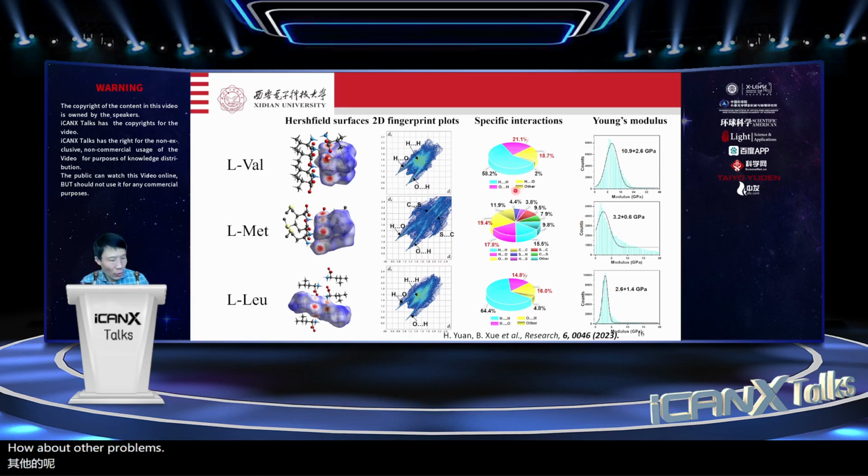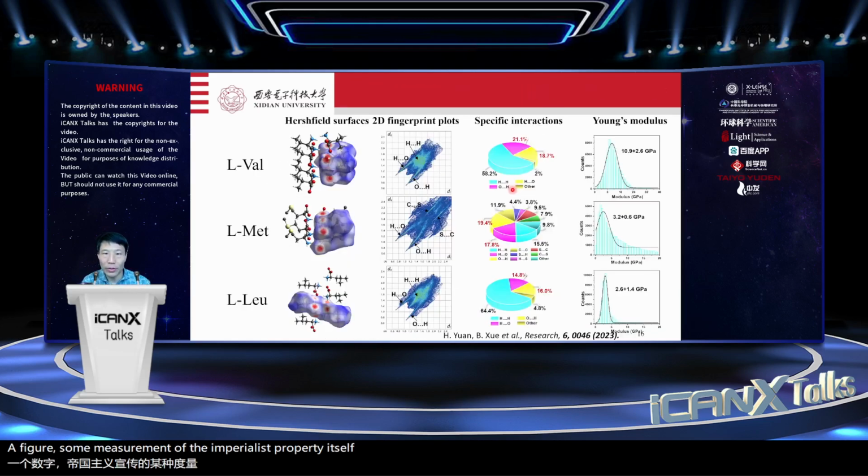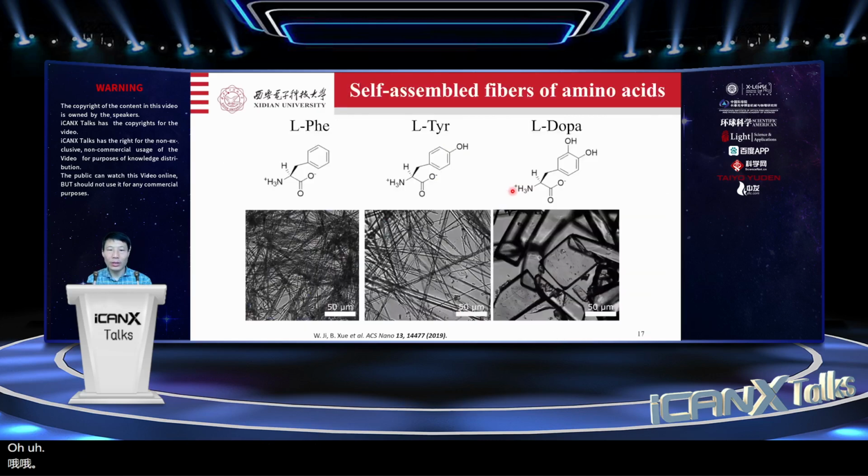We also did some measurement of their piezoelectric property, etc. In addition to valine, methionine, and leucine, we also synthesized some other amino acids. Earlier we had phenylalanine, DOPA, and tyrosine. So they are also important amino acids.